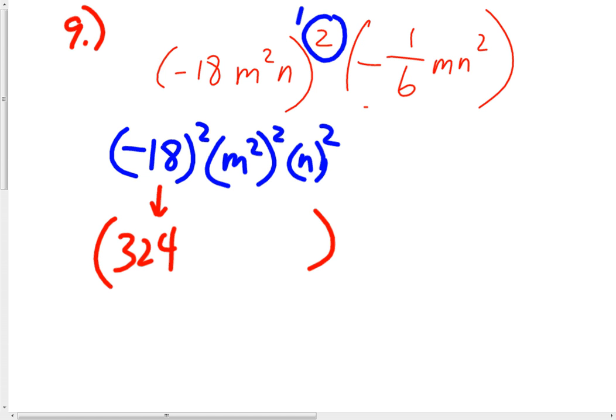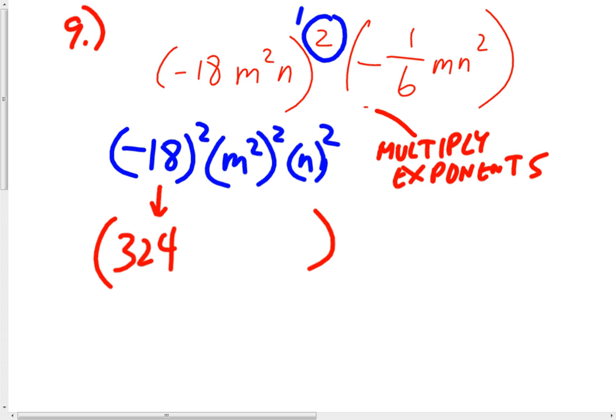What is the rule for a power on top of a power? What's 2 times 2? 4. What exponent is already on the end? Nothing. Put a little 1 there. What's 2 times 1? 2.